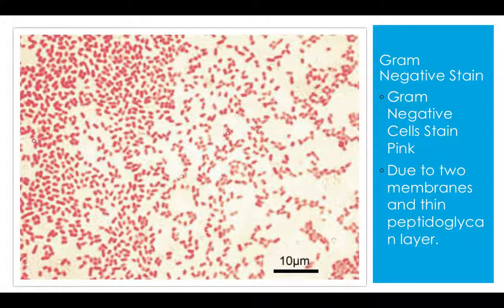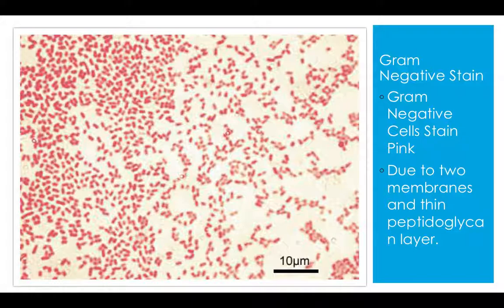Now, the next thing we have is a gram-negative stain. The staining process is the same, but with a gram-negative cell, it's going to stain pink. And this is due to some anatomical differences. Within a gram-negative cell, it has two membranes and a thin peptidoglycan layer.